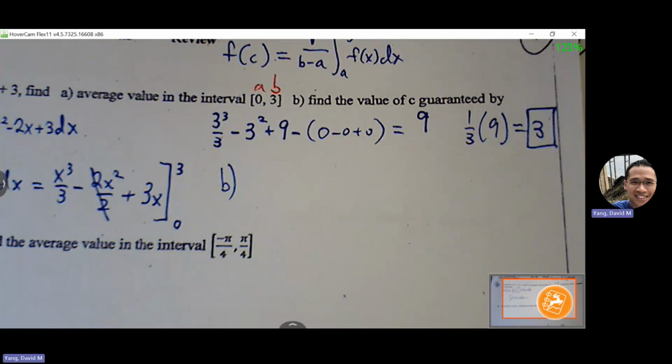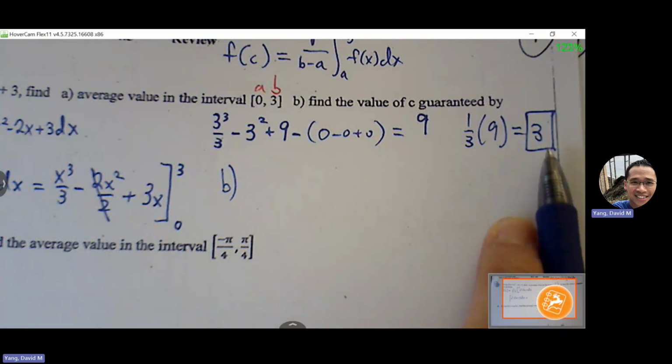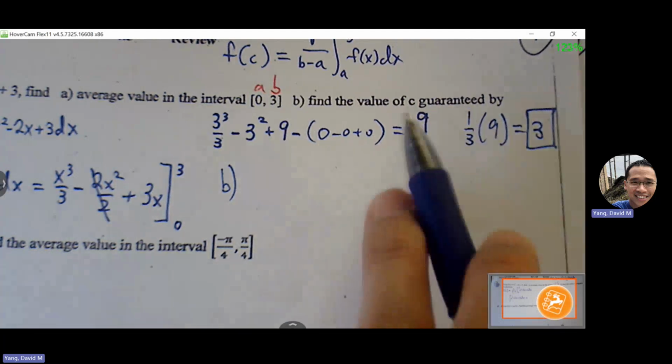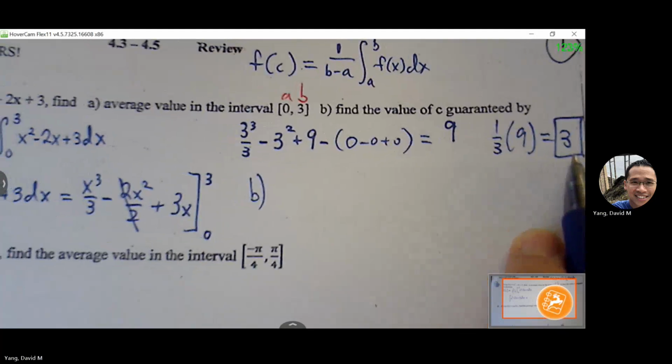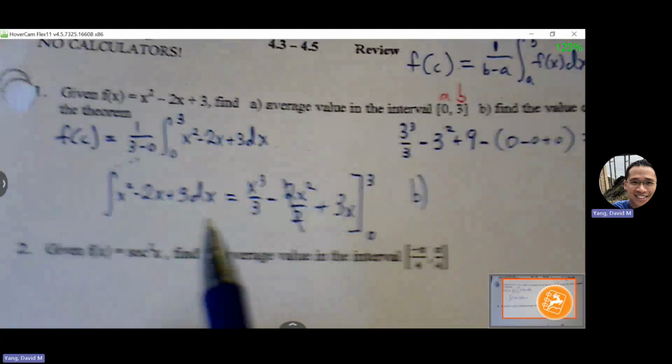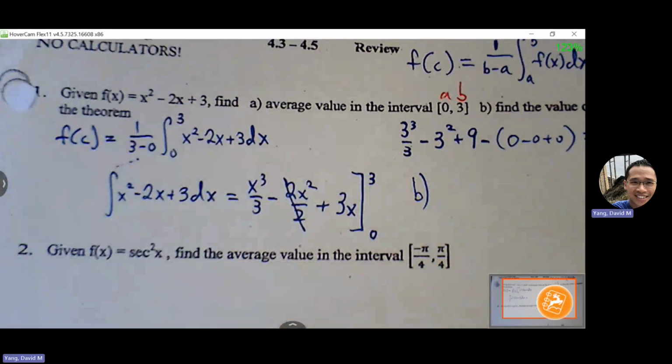Okay, so then part B. Find the value of c guaranteed. So we know that the graph has a y value of 3, because that's the average height. But we're trying to figure out where the graph actually reaches that average height. So how can I find the location where the graph reaches that height? Okay, right. So 3 gets plugged into what of the function? The y value. Okay, yeah.